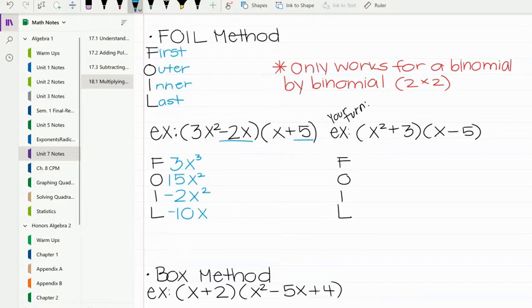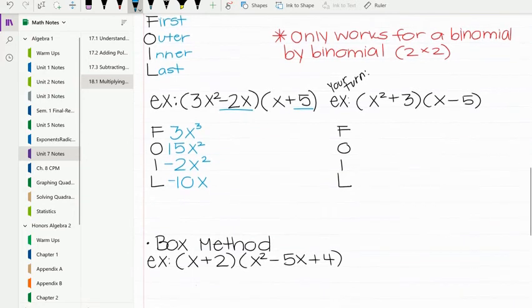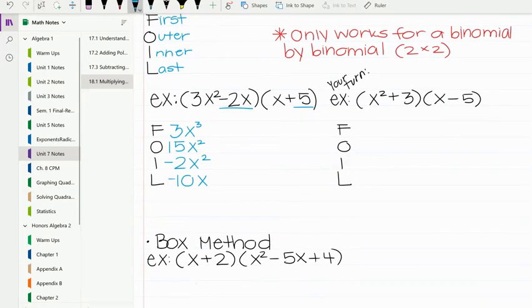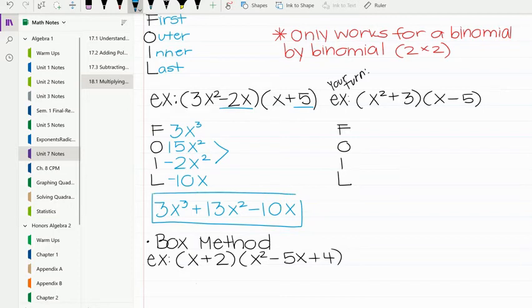Now looking at all of this, it's just in a vertical formation, but what we want to do is see if there's anything that we can combine, and we can combine those 2 terms. So our final answer would be 3x cubed, and then 15x squared minus 2x squared would be 13x squared, and then we would just have negative 10x. And that would be your final answer. And then the next problem you will do on your own and check the answers.